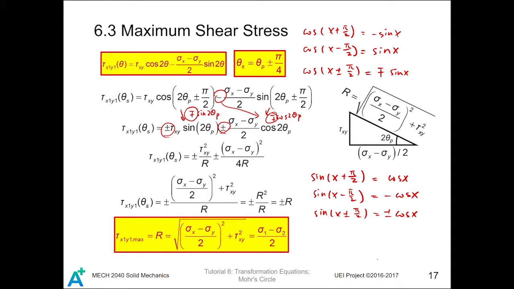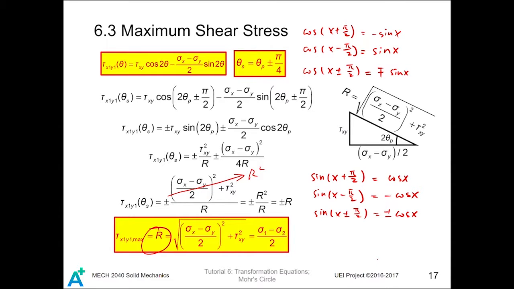So still we keep the plus minus sign here. We do the simplification by substituting sine 2 theta p and cosine 2 theta p into the expression. Also, by the similar procedure, we make R the common denominator such that we can make the numerator like this, and immediately you can find it is just R squared. Finally, you will get the result, which is plus minus R. Therefore, the maximum shear stress of a stress element is given by R.